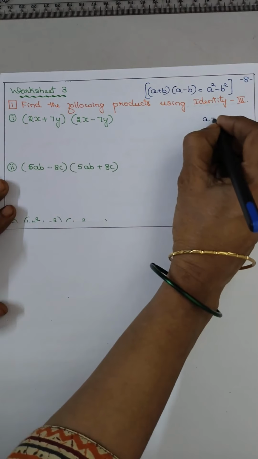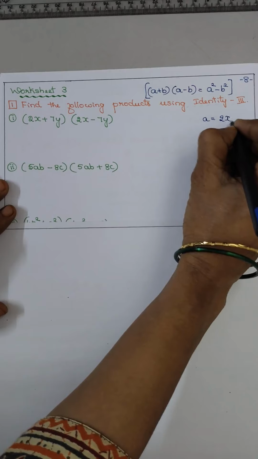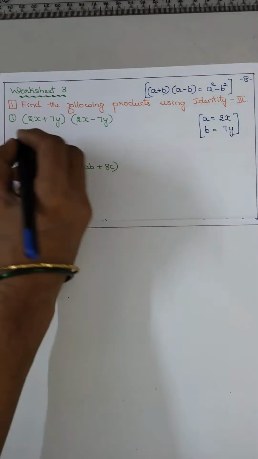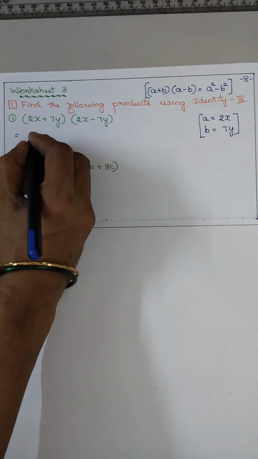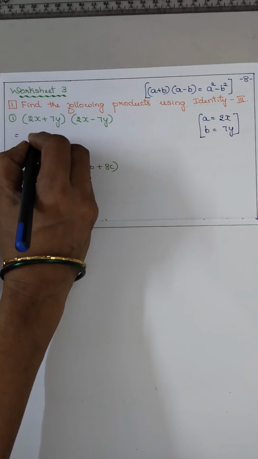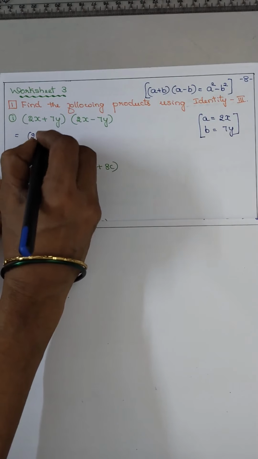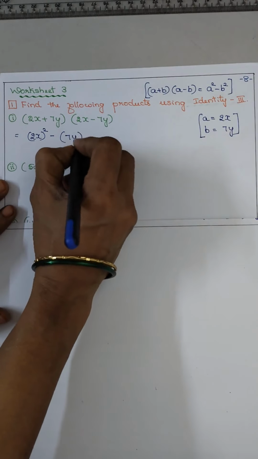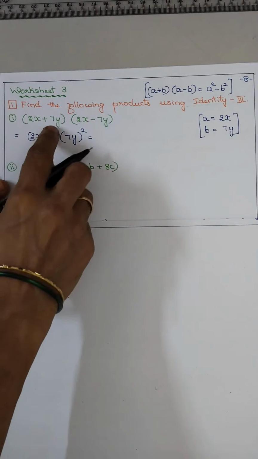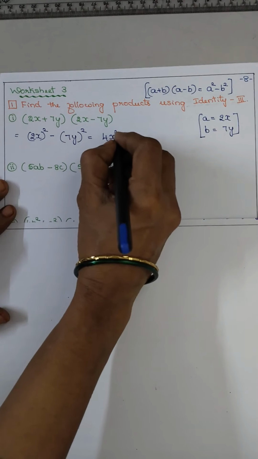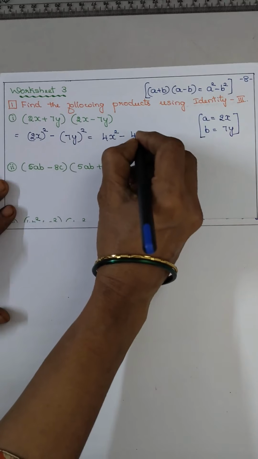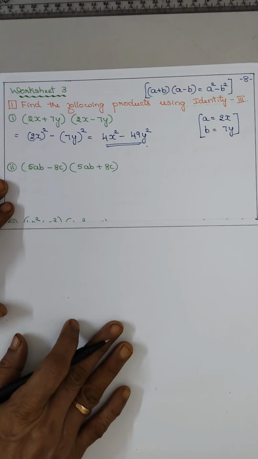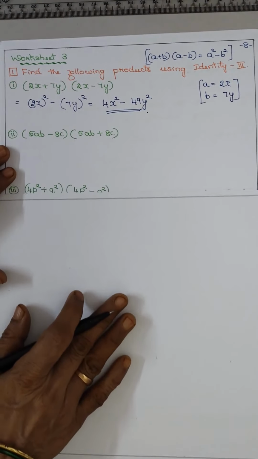Okay, now this is a plus b, a minus b. So a is how much here? It is 2x. B is how much? It is 7y. Now a squared, that is how much? 2x the whole square minus b squared, that is 7y the whole square. 2 squared is 4, x squared minus 7 squared is 49, y squared. This is the answer. This type of sum is easy, isn't it?